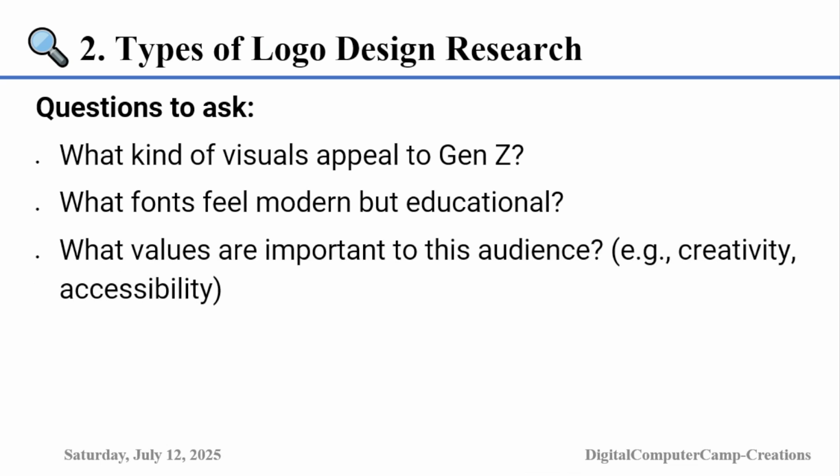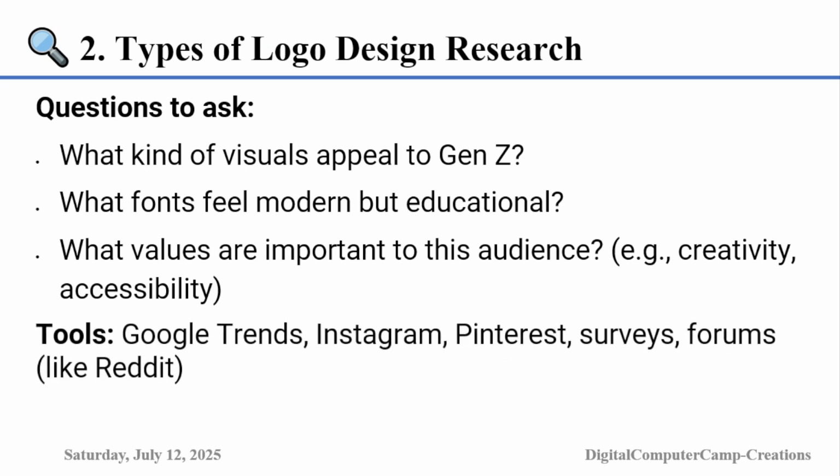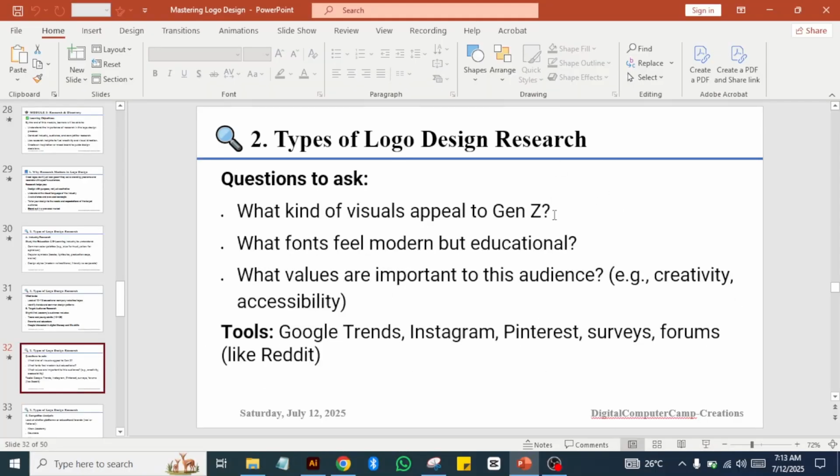For example, creativity, accessibility. And then tools: you can use Google Trends or Google. You can go into Instagram, research on Instagram, go to Pinterest, research on Pinterest, go to surveys, go to forums like Reddit, do research there. Go to Google. Google is actually the best. Instagram and Pinterest, you can also go there to do research on logo design. So, for example, here on target audience research, you can take this question.